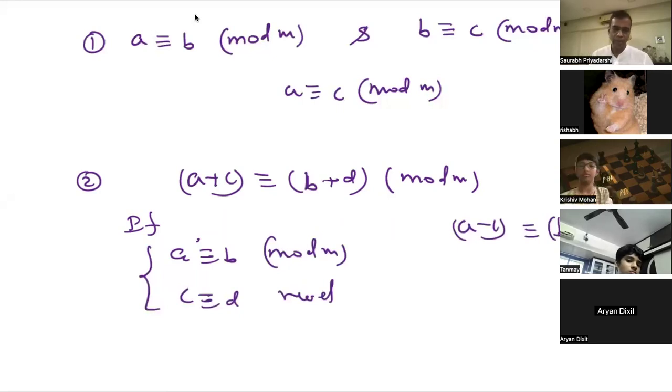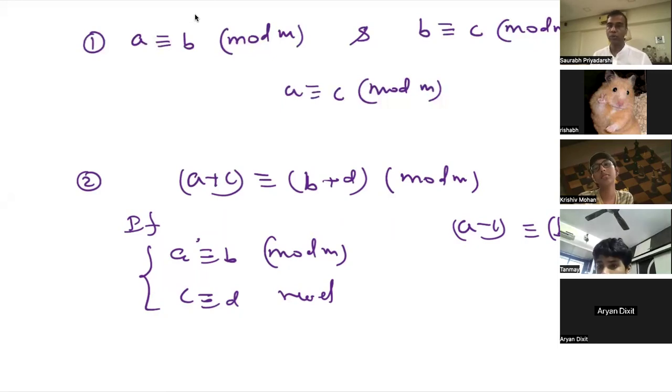We can give the powers, right? But we can't divide this. We can give the power also, and we can multiply with the numbers also. So every time you will get the same result. This is the basic of congruence.